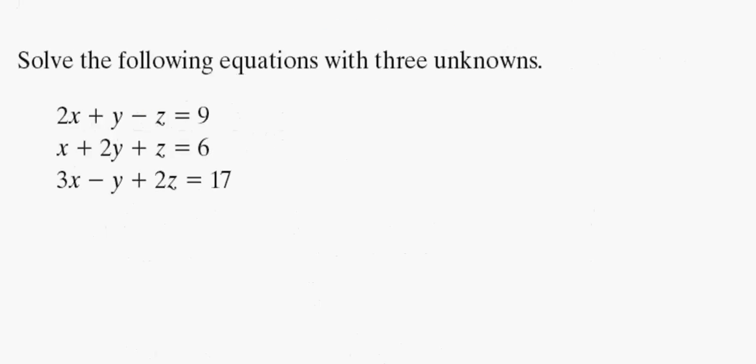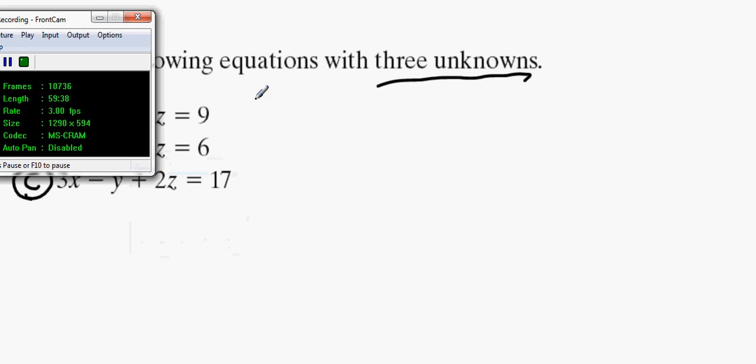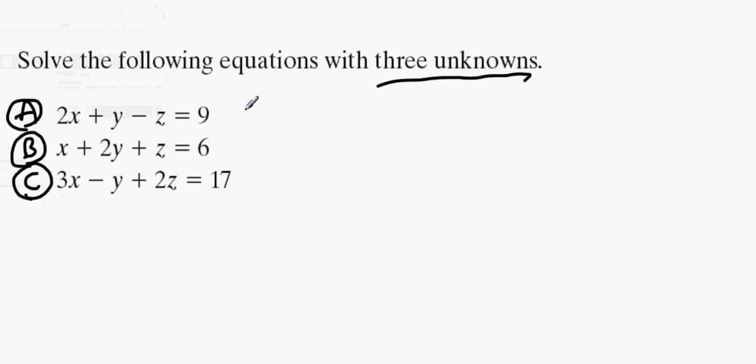Okay, now the final one is a simultaneous equation with 3 unknowns. We're going to label these A, B, and C. So when we label this A, B, and C, we're going to use A and B. I'm going to decide to get rid of the z's. The z's are the ones I want to get rid of. So I'm going to use A and B together. I'm just going to add A and B together.